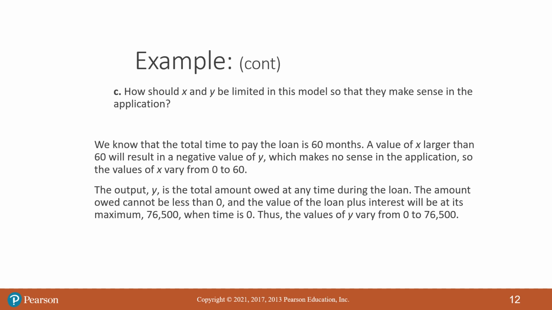The output, y, is the total amount owed during any time during the loan. The amount owed cannot be less than 0. And the value of the loan plus the interest will be at its maximum, which is $76,500, when the time is 0. Thus, the values of y vary from 0 to $76,500. That is your range. Okay? That's how x and y are limited. X and y are limited, domain and range, in these ways according to this particular problem, right?